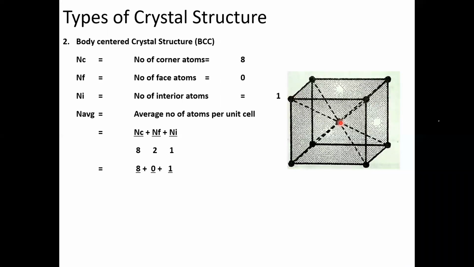Then you can put the values. So how many corner atoms are there? 8. How many face center atoms are there? 0. How many interior atoms are there? 1 interior atom. So what is the answer? Average number of atoms per unit cell for body centered cubic structure? 2. Yes, 2. So 8 by 8 is 1, and 1 by 1 is 1. 1 plus 1 is 2. So average number of atoms per unit cell for body centered cubic structure is 2.